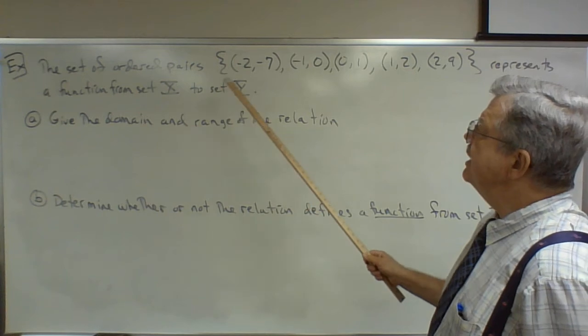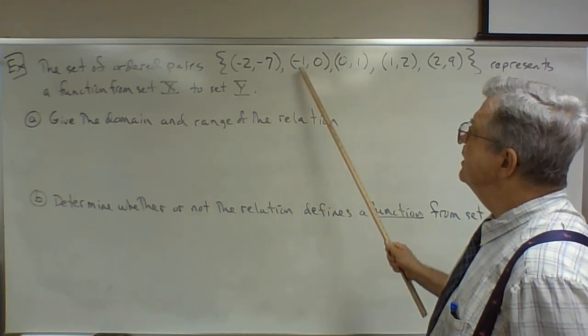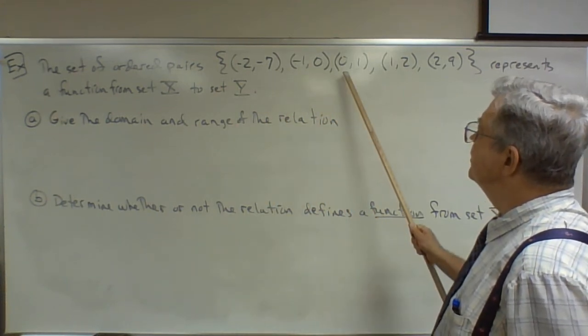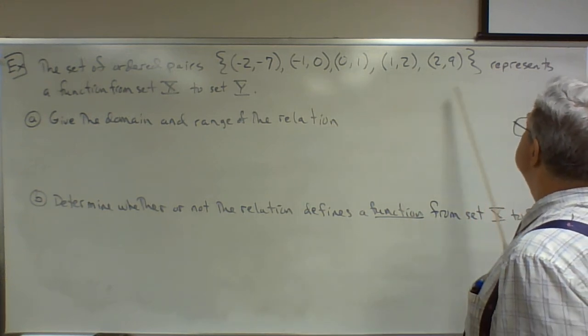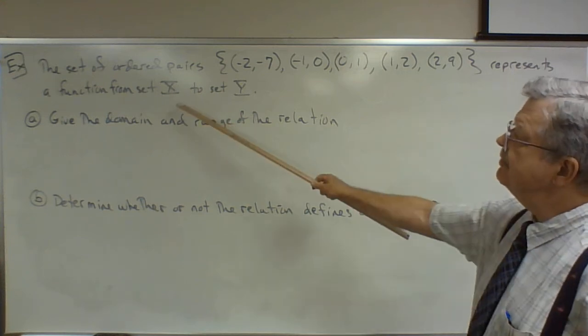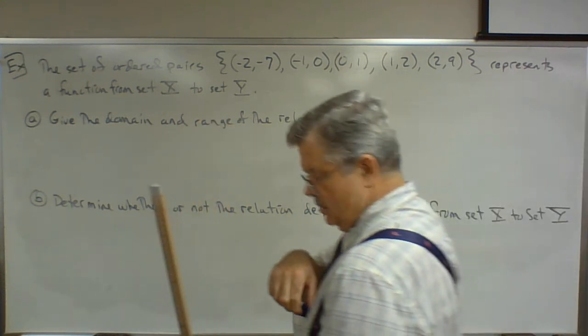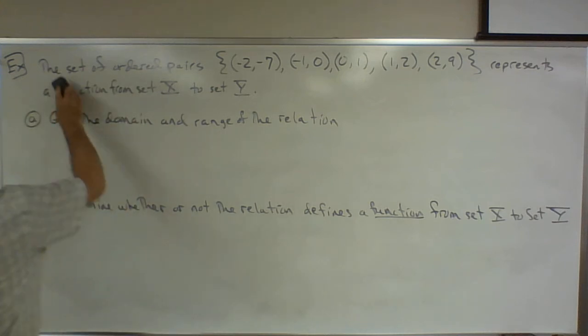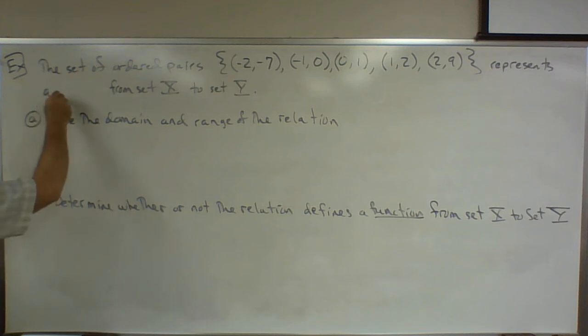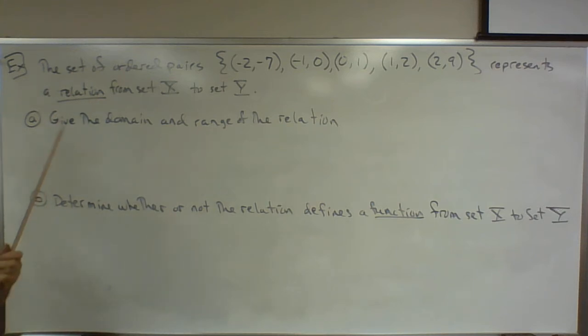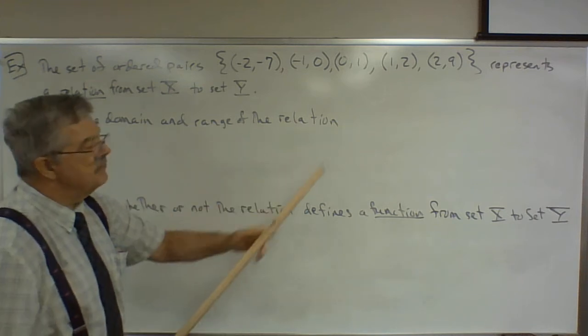The set of ordered pairs (-2, -7), (-1, 0), (0, 1), (1, 2), (2, 9) represents a function. No, whoa, whoa, whoa. Let's put on the brakes here. It represents a relation from set x to set y. The first thing we do is give the domain and range of the relation.